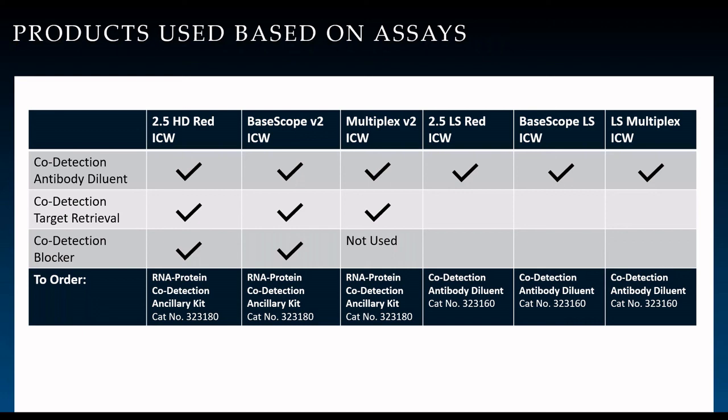So this is just a nice table to elaborate on where you would be using these co-detection reagents. And we have two different part numbers for this that you can use based on which RNAscope assay you want to perform. As I mentioned previously, it's compatible with RNAscope Red assay, BaseScope assays, multiplex V2 assays, both in manual and Leica platforms.